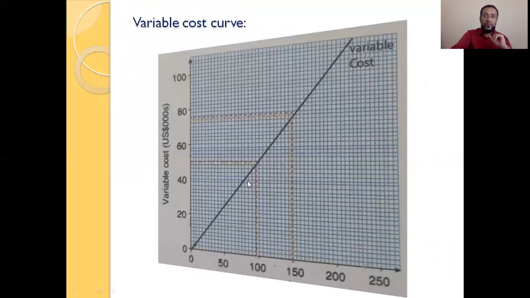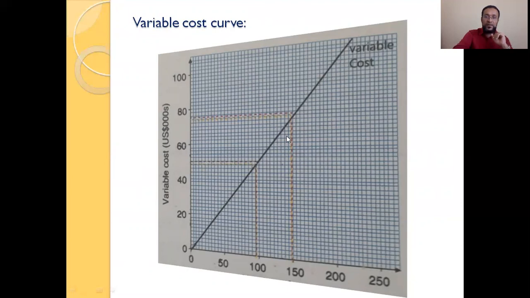Now look at this variable cost curve. See, variable cost curve starts from the origin and it is proportionately related with the production. Say when output level is 0, look here at the origin, variable cost is 0. If output increases to 50, then variable cost will also increase, say maybe 25. Then if output is 100, variable cost is say 50. Then if output is 150, variable cost say it is 75.